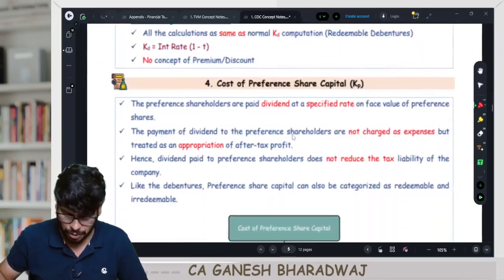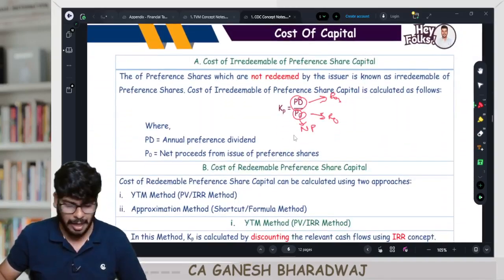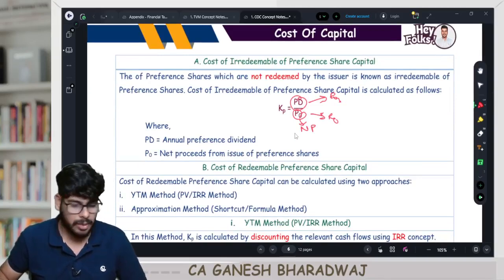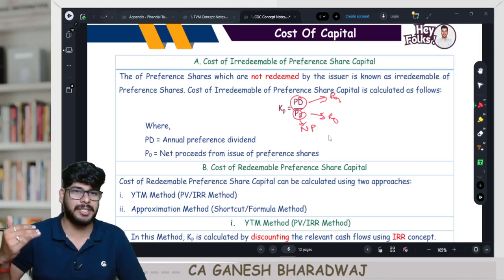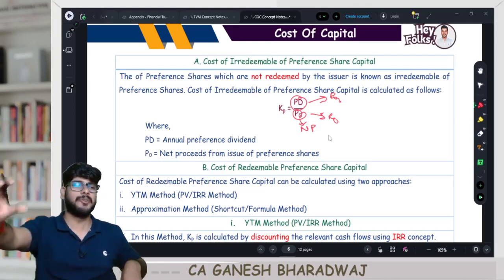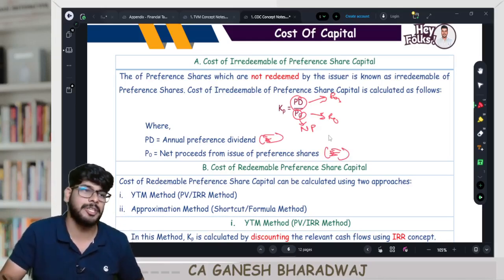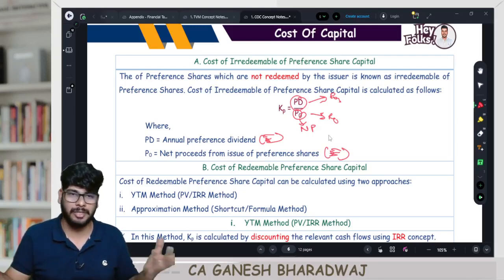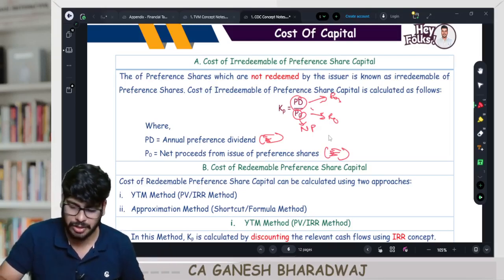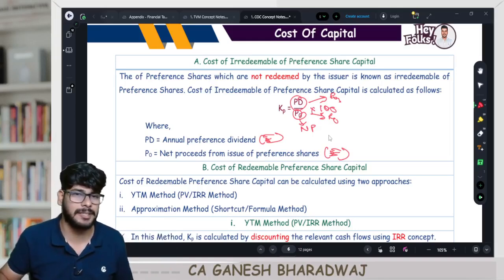So that's about this area. So the formula application, are you getting it, guys? So irredeemable preference shares. The formula is going to be what? Preference dividend, what I pay upon what I receive. Preference dividend divided by net proceeds. Annual preference dividend, this is in rupees, right? Divided by net proceeds, this is also in rupees. Rupees in the numerator, rupees in the denominator. So it is expressed as a percentage. You can also write into 100 if you want. Clear with this, guys? Done?